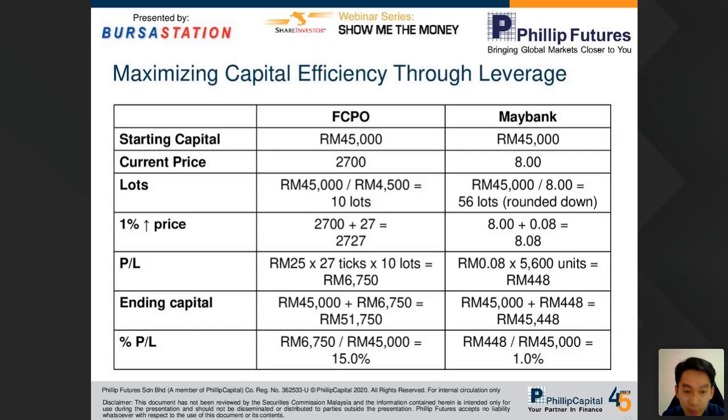So what is the percentage of profit and loss? As for FCPO, it's 15%, and Maybank is 1%. So with a 1% change in price, FCPO will give you 15% return, whereas a 1% change in price of Maybank will give you a 1% change in return. Sorry, 1% profit and loss. So in this case, we can see how leverage works in FCPO. By comparing the profit and loss, you can clearly see that FCPO is actually 15 times leverage. For those of you who are interested to invest in a leverage product to maximize your return, trading futures would be a good opportunity.